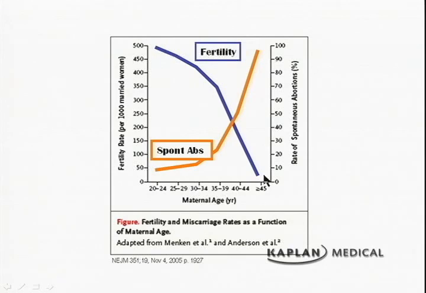You can see that spontaneous abortion goes up significantly after age 35, and you can see that after age 20 to 24, there is a progressive decline in fertility. Again, the ideal biological age for childbearing is age 20 to 24, 18 to 24.